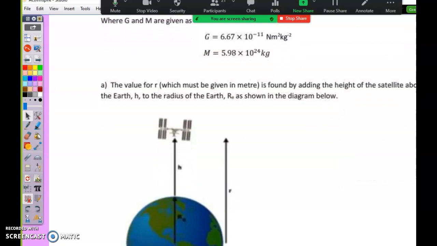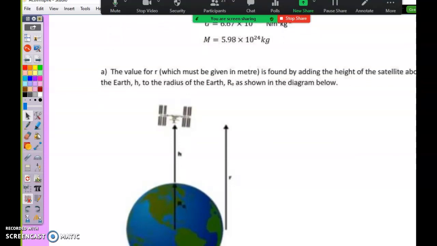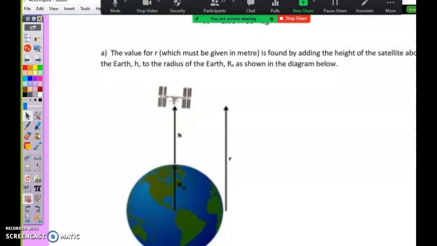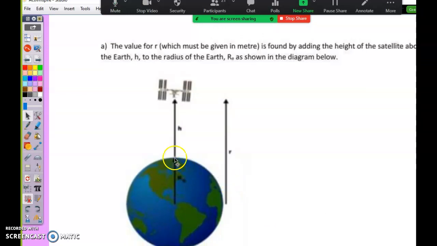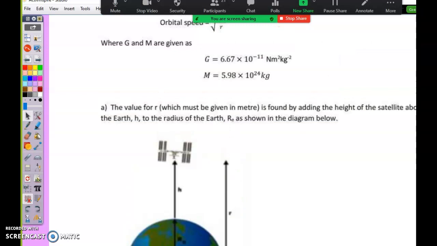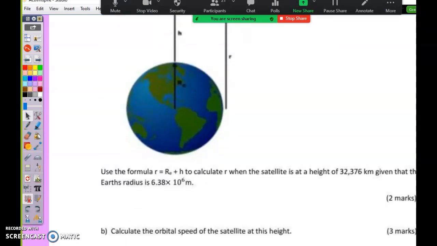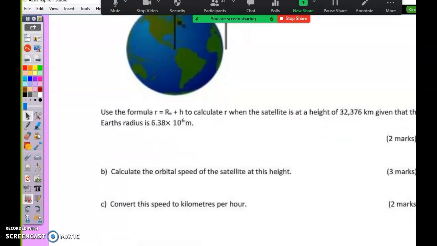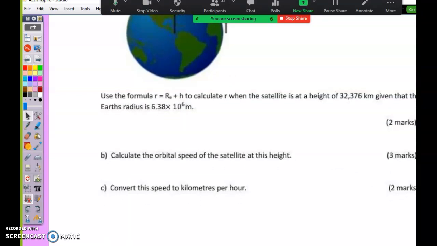Okay, part A. The value for r, which must be given in metres, is found by adding the height of the satellite above the Earth to the radius of the Earth. So there's our radius of the Earth, there's the height above, and that gives us the r for our formula up here. We want to use the formula r equals r e plus h to calculate r when the satellite is at a height of 32,376 kilometres, given that the Earth's radius is 6.38 times 10 to the power of 6 metres.